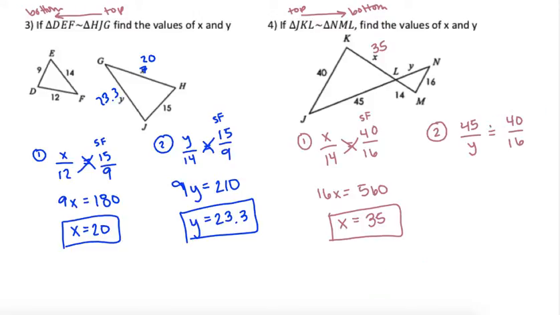All right, once I have this set up, I can solve it. So I get 40y equals 16 times 45, which is 720. Divide both sides by 40, and I get y equals 18. All right, looking at my picture, that's a reasonable length, a little bit longer. And so visually, I think that seems appropriate for the pictures.